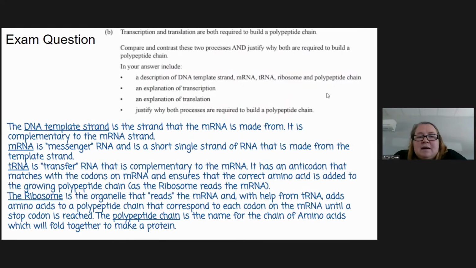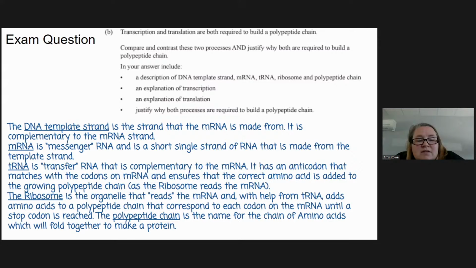Let's start by describing our DNA template strand. It's the DNA strand that the mRNA is made from, and it is complementary to the mRNA strand. The mRNA is our messenger RNA. It's a short single strand of RNA that's made from the template strand. Our transfer RNA is complementary to the mRNA. It has an anticodon that matches with the codons on mRNA and ensures that the correct amino acid is added to our growing polypeptide chain as the ribosome reads the mRNA.